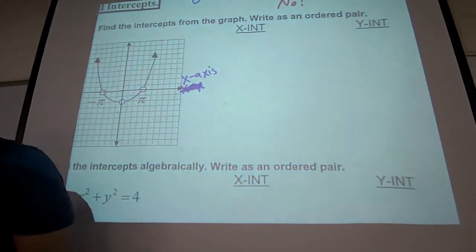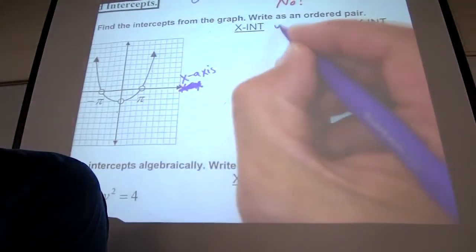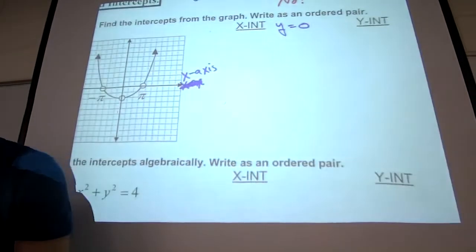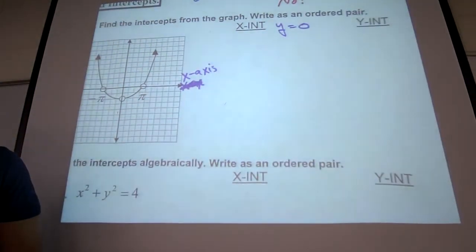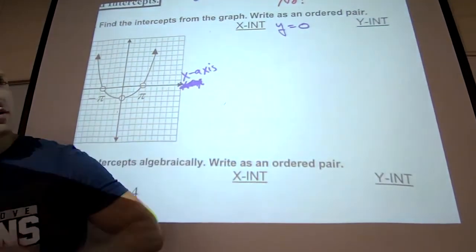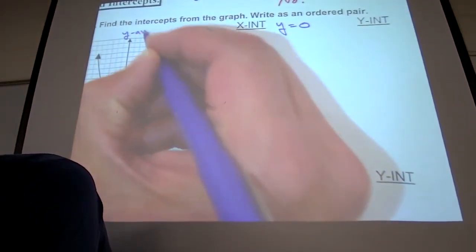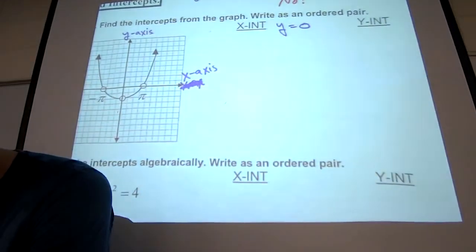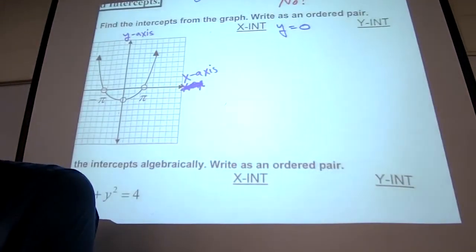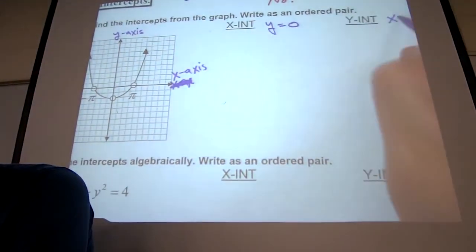The x-axis is a special line. The x-axis is where y equals 0. And when we're trying to find the y-intercept, we're trying to find where it crosses or touches the y-axis. That's the y-axis, and the y-axis is a special vertical line. That's x equals 0.